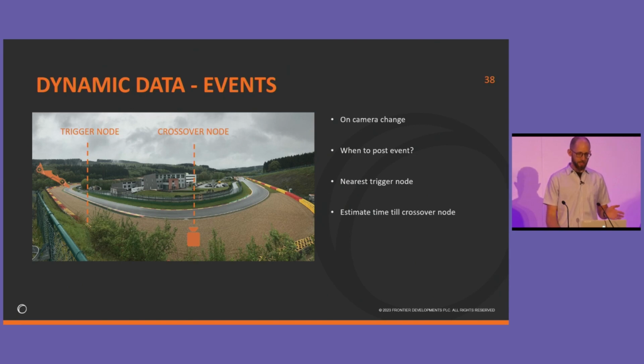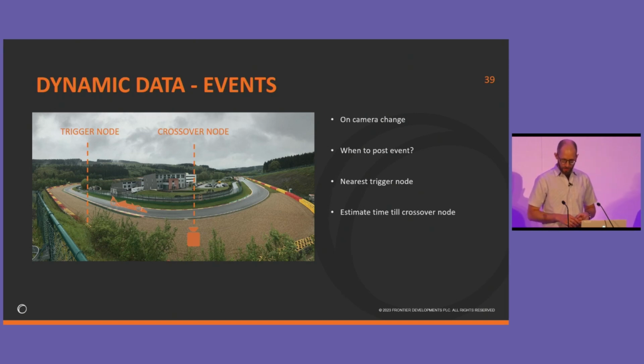So the first thing we need to do is find the nearest trigger node on the track. So as the camera changes, we try and calculate where this is. It's the point on the track that when the car reaches it, we're going to trigger that audio. So this could be in front of the car, as you can see in this example, in which case the car will reach it at some point in the future. Or it could be behind the car as the camera changes, in which case that triggering has already happened in the past. So we need to figure that out.